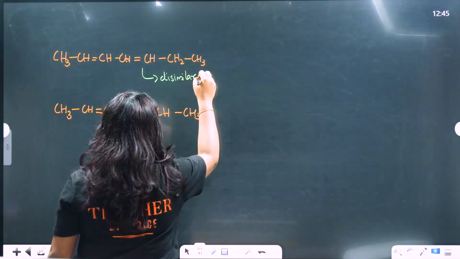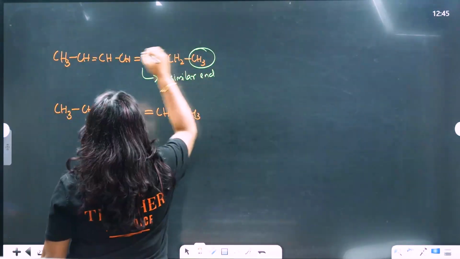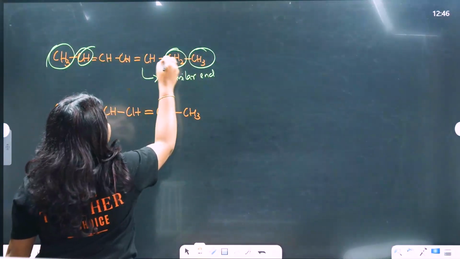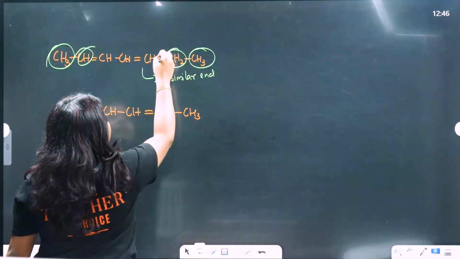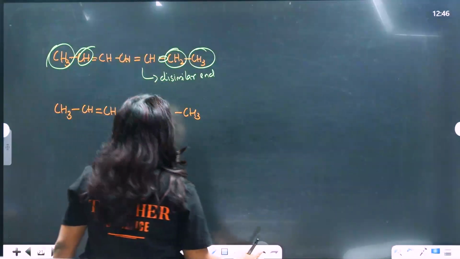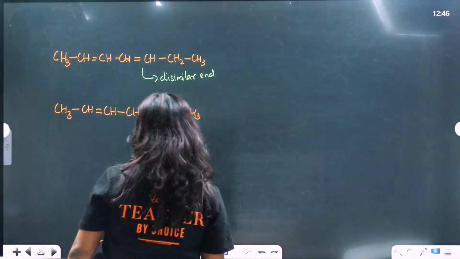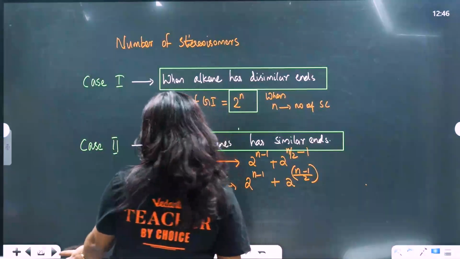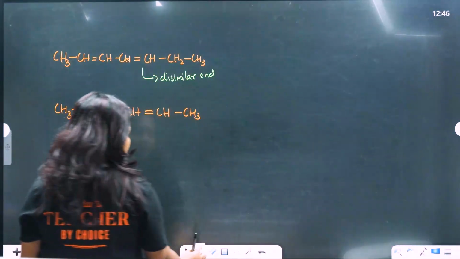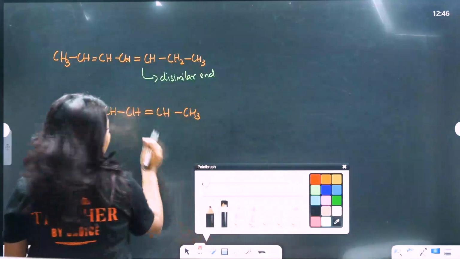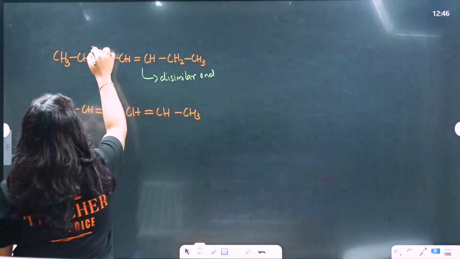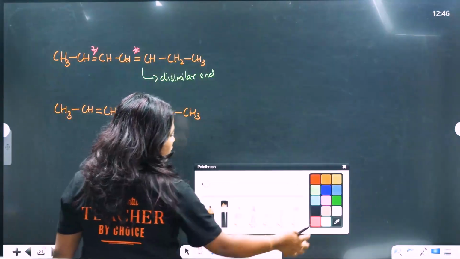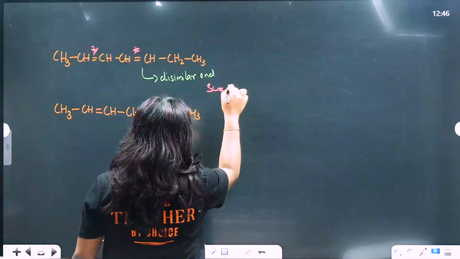Here CH3, here CH3, here CH2, here only CH is there. Similarly, here a single bond, here a single bond, here a single bond, and here a double bond. So they are considered as the dissimilar one. Now when it is dissimilar, what is the formula for that? 2 raised to n is the stereogenic center. You can see how many stereogenic centers are there here, ma'am. This is a stereogenic center, and this is also a stereogenic center, right? So SC is equal to 2.